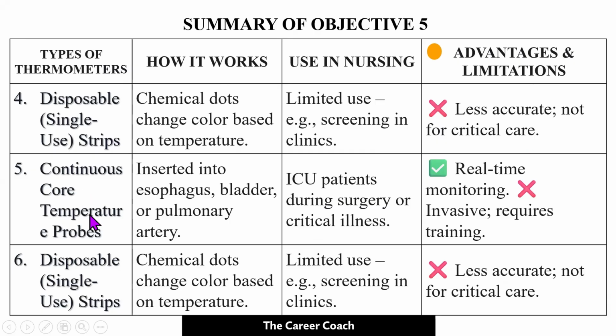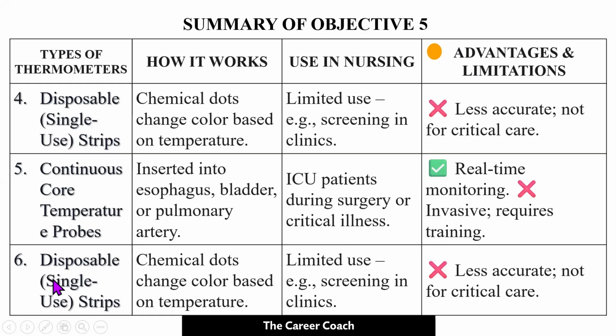Number 5, continuous core temperature probes. How does it work? It is inserted into the esophagus, bladder, or pulmonary artery. It's used in the ICU for patients undergoing surgery or with critical illness. It is used in real-time monitoring. That's an advantage. Disadvantage is that it is invasive and requires training. Invasive means it can be put directly into the person's body, right?